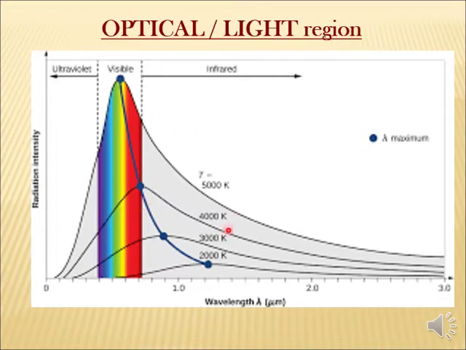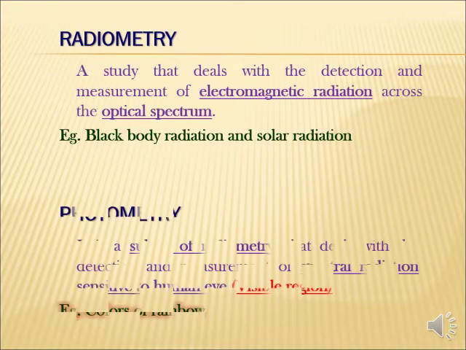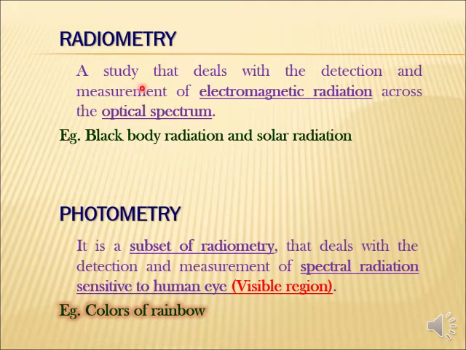This is the spectral plot of black body radiation, a graph drawn between radiation intensity and wavelength. It is composed only of the optical or light region, having ultraviolet, visible and infrared electromagnetic radiation. Based on the recorded spectrum, radiation studies can be either radiometry or photometry. Radiometry is the study that deals with the detection and measurement of electromagnetic radiation across the optical spectrum. Example, black body radiation and solar radiation.